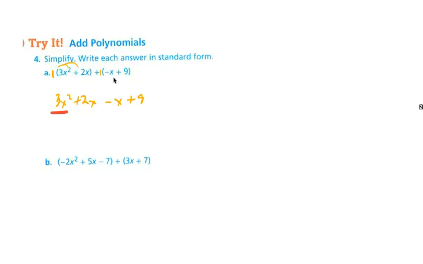So x squared is by itself. I can't do anything with that. I could add up the x's though. And the constant term is by itself also. So the only thing I can add up is these middle two. So I get 3x squared plus 1x, or just x, plus 9. Again, you don't really need to show the 1. So all I can do is add the middle terms up.